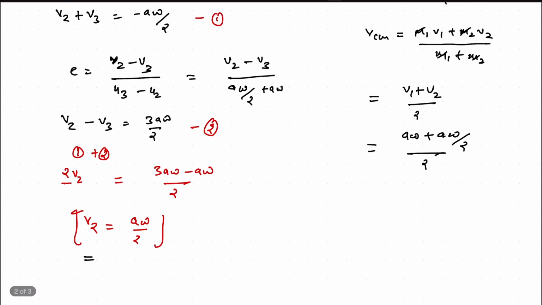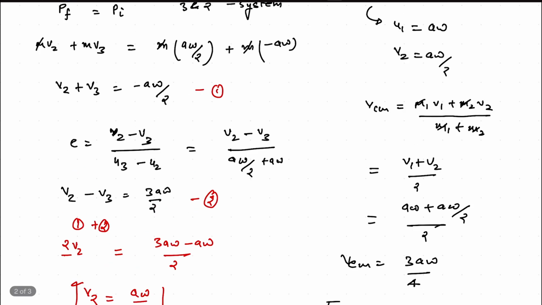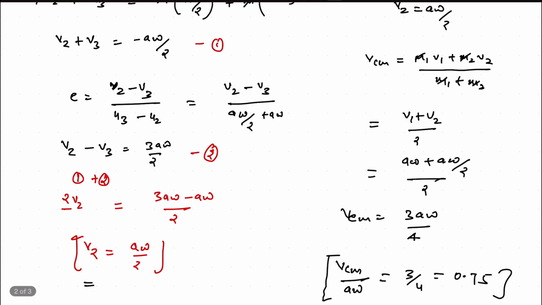So basically that is VCM equals 3a omega divided by 4. Now we need to find out VCM divided by a omega. So that is 3 by 4, right? That value is 0.75. So this is the answer for this question. All right, now the next question.